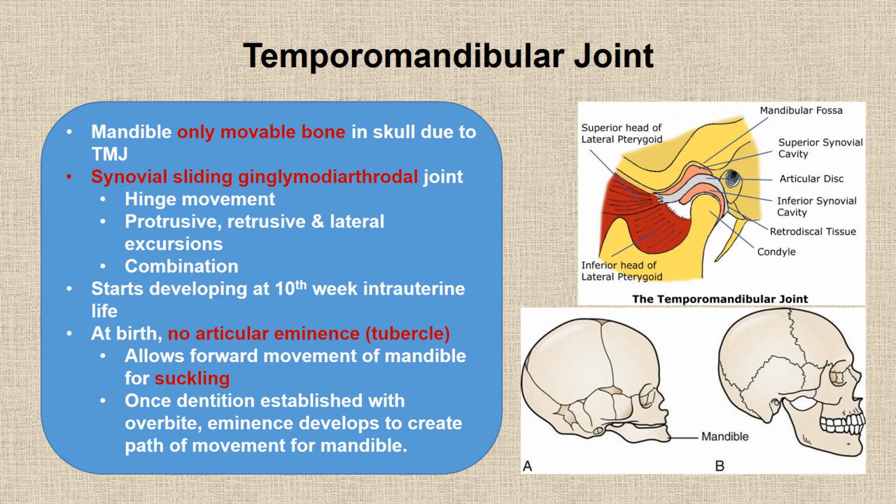Now, why is this so? Because this allows forward, horizontal movement of the mandible to enable suckling. Once the dentition is established and there is an overbite, an eminence develops to create the path of movement for the mandible.